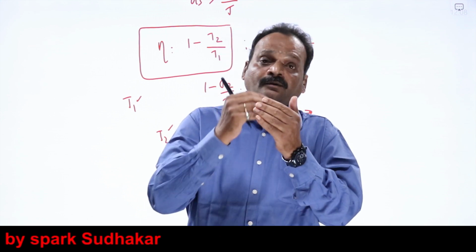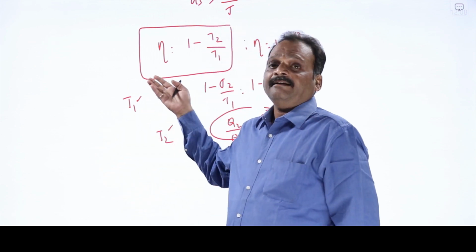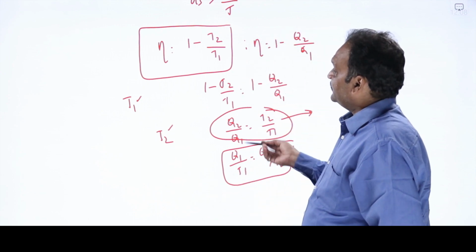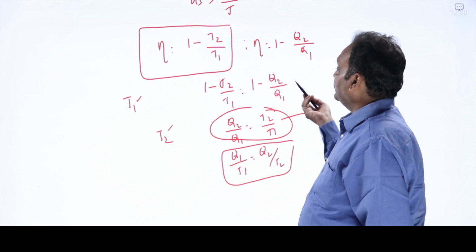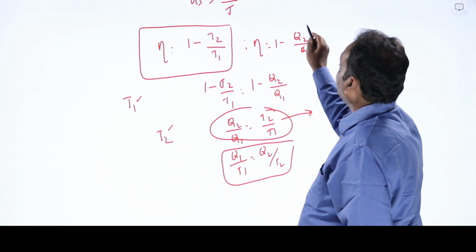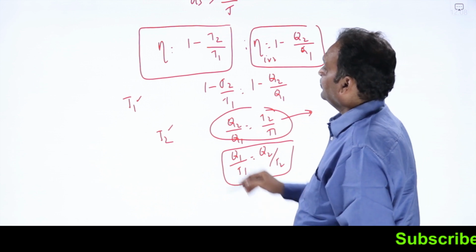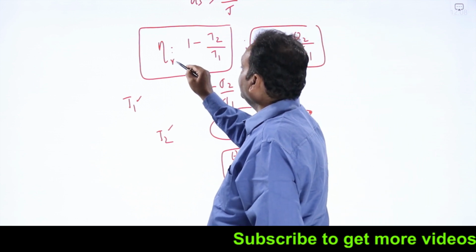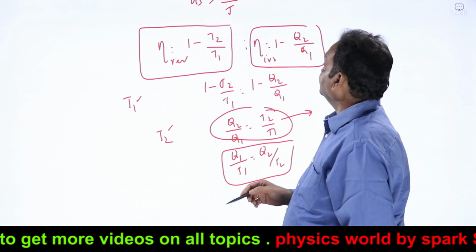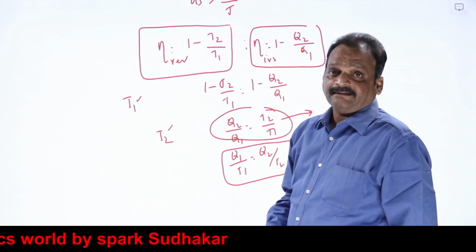Second, no irreversible engine working between the same two temperature limits can be more efficient than a reversible Carnot engine. What does that mean? If it is a reversible engine, 1 minus T2 by T1 is equal to 1 minus Q2 by Q1, so Q1 by T1 equals Q2 by T2. In general, for an irreversible engine, how do you write the efficiency? Eta irreversible is equal to 1 minus Q2 by Q1, whereas for a reversible engine like the Carnot engine, eta reversible equals 1 minus T2 by T1. No irreversible engine can be more efficient than a reversible engine. That is Carnot's theorem.